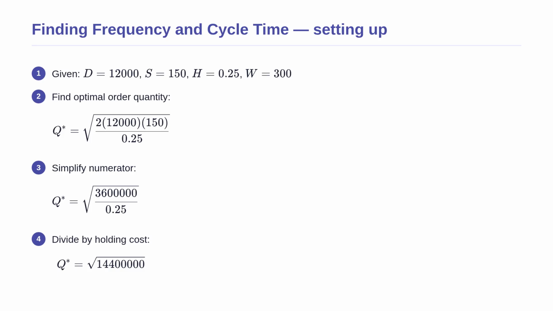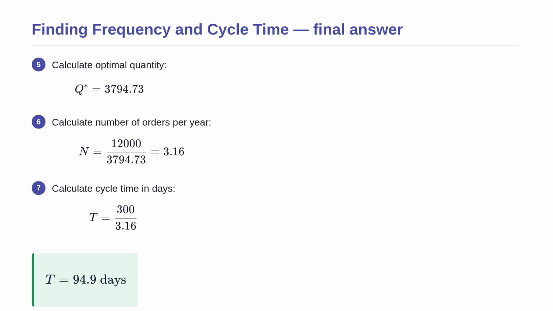Multiplying the top gives 3,600,000. Dividing by the small decimal makes the number much larger, resulting in 14,400,000 under the root. Continuing the calculation, taking the square root gives an optimal order quantity of approximately 3,795 microchips. Now we find the frequency.